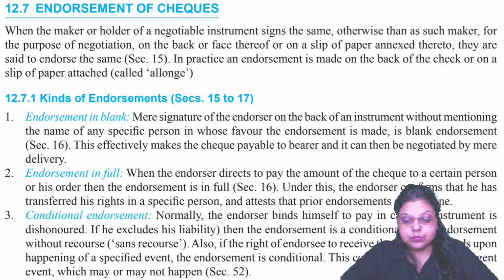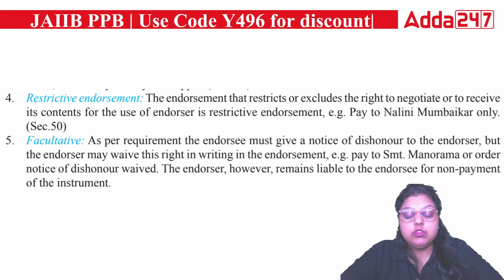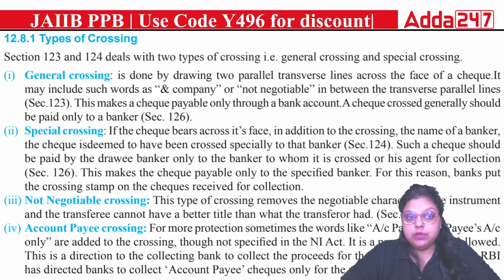That's a conditional endorsement, which is also known as without recourse endorsement, or sans recourse endorsement. Okay. Now restrictive endorsement, in which you restrict or exclude the right to negotiate or to receive its content for the use of the endorsee. So you have prohibited or restricted the right to negotiate it to someone else. And facultative is as per the requirement, the endorsee must give a notice of dishonor to the endorser, but the endorser may waive this right in writing in the endorsement. Okay. So for example, pay to Srimati Manorama or order, notice of dishonor waived. So these are the types of endorsement we have.